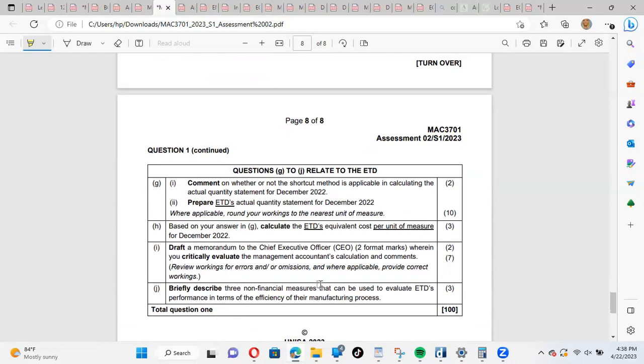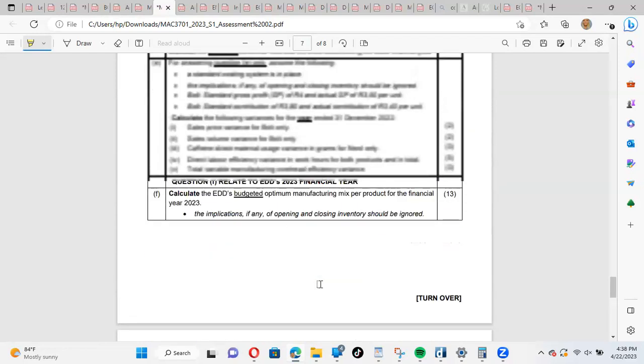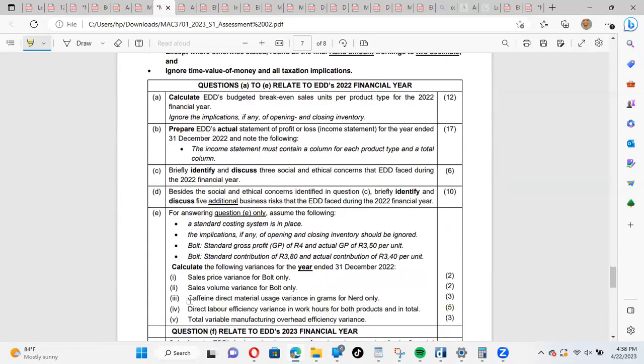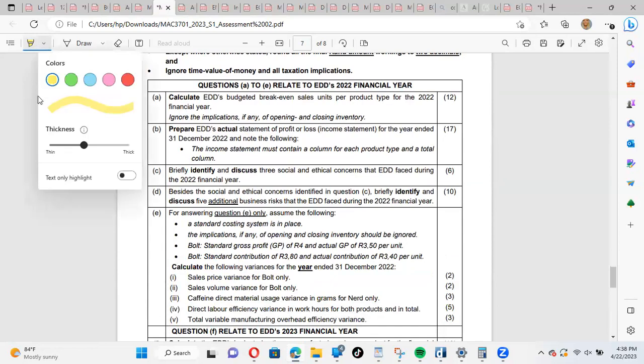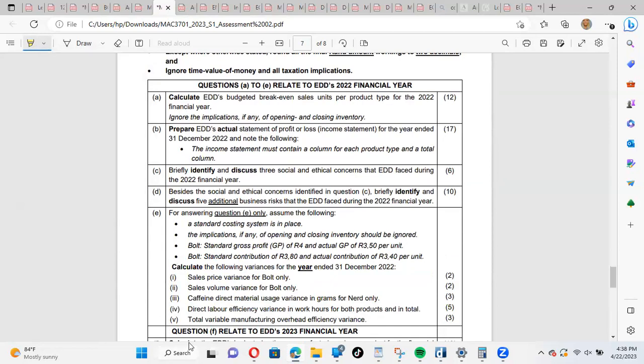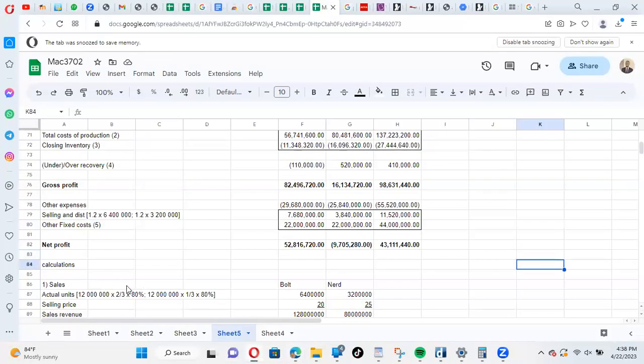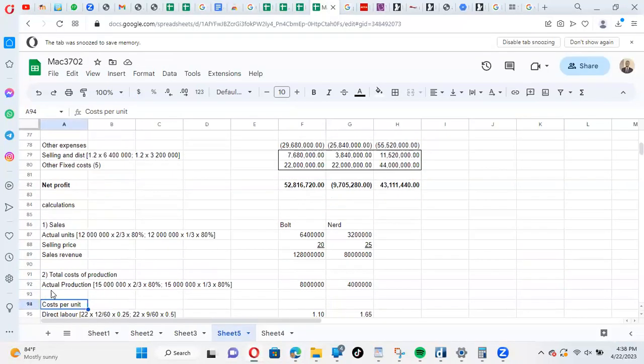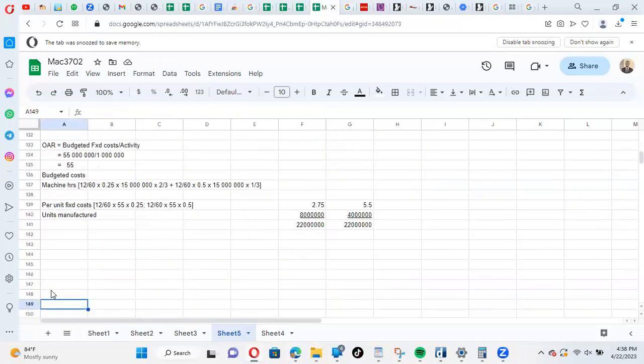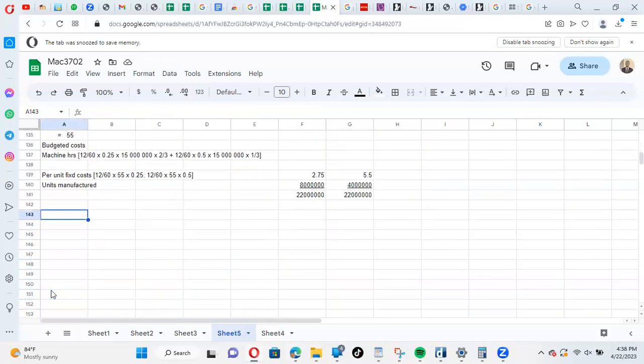Okay, what was the question? Question C, the ethical concerns. One was the water being tested. All right, let's write that down. And this is where we are. So we are going to require part C. So ethical concerns.